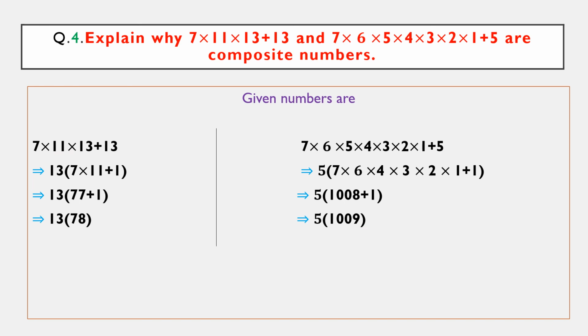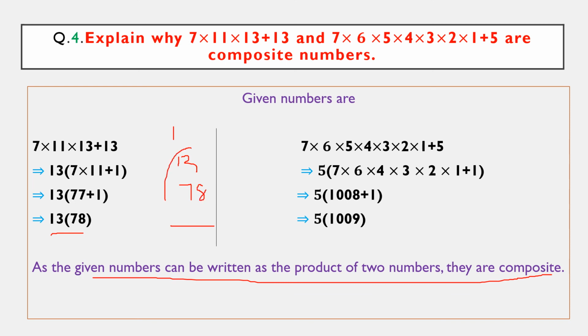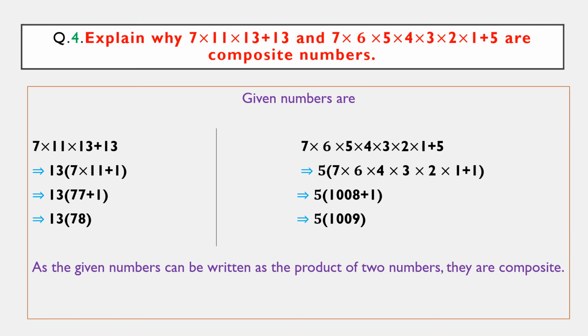Clear? So the next step will be, as the given numbers can be written as a product of two numbers, they are composite. Here product of two numbers means it goes in the 1 table, its own table, and in the 13 table and in the 17 table. So there are more than two factors, so it is a composite number. Similarly here it is also a composite number. Understood? So let us go to the next slide.